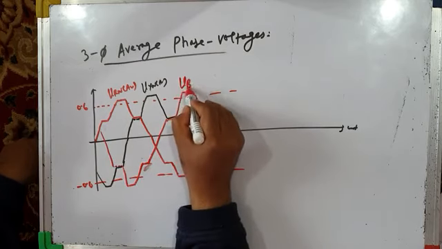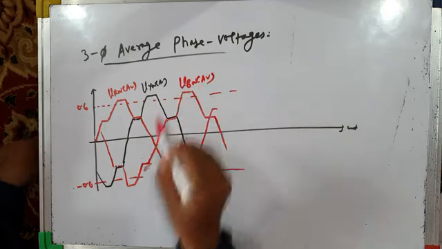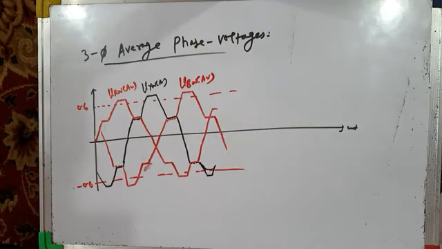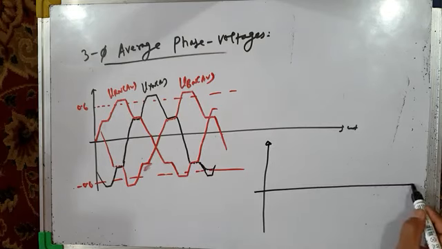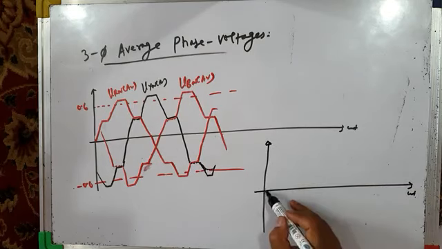This is VB and average. So these are three line to neutral voltages. Now if you compare phase voltage and line to neutral voltage for one phase, say phase R, the comparison will be like this.